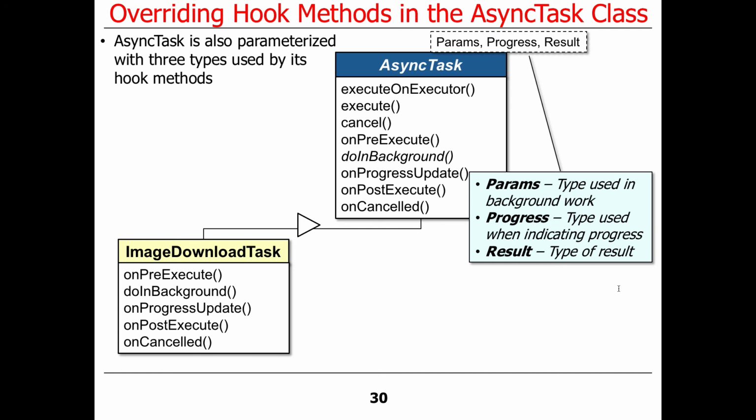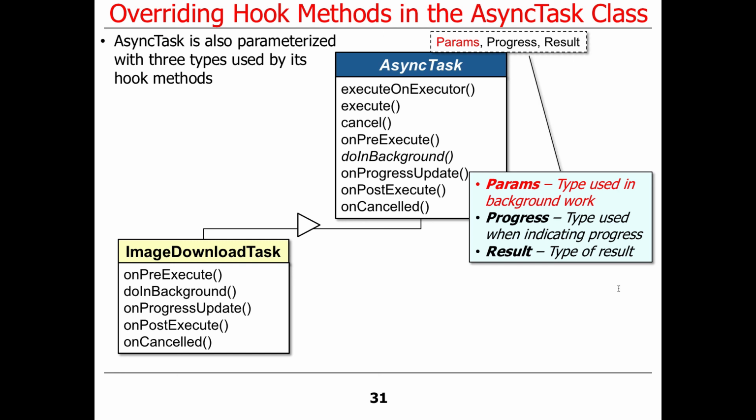AsyncTask is also parameterized by 3 types, and these are very important to understand. The first parameter is called params, and that indicates the type of work that's being done in the background. And so when you call execute or execute on executor, if params is non-null, then you would pass whatever type you want to give to the background thread.